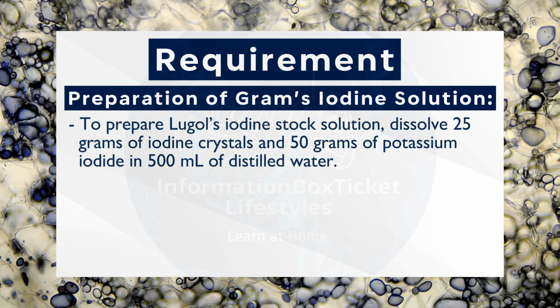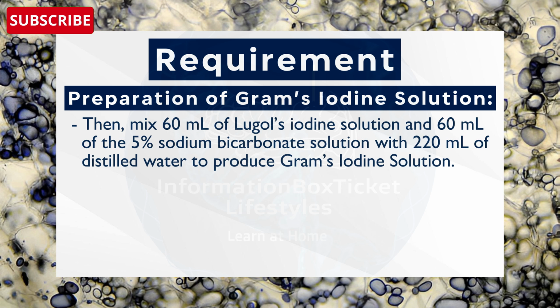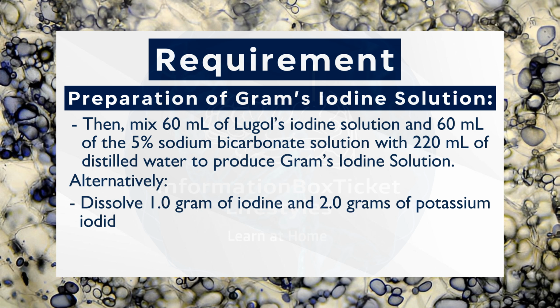ml of distilled water. To make a 5% sodium bicarbonate solution, dissolve 5 grams of sodium bicarbonate in 100 ml of distilled water. Then, mix 60 ml of Lugol's iodine solution and 60 ml of the 5% sodium bicarbonate solution with 220 ml of distilled water to produce Gram's iodine solution. Alternatively, dissolve 1.0 gram of iodine and 2.0 grams of potassium iodide in 300 ml of distilled water.